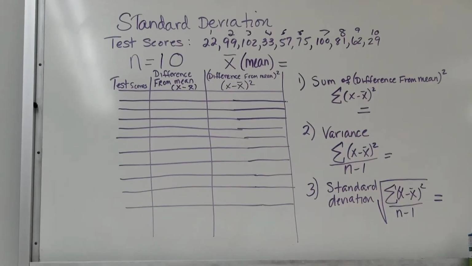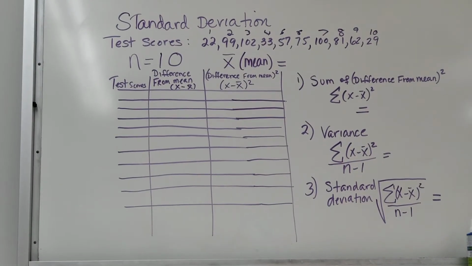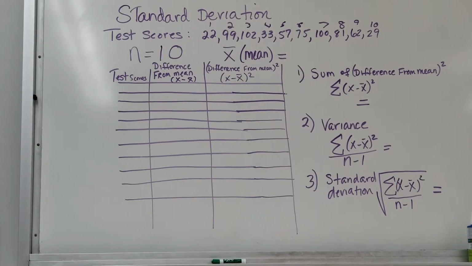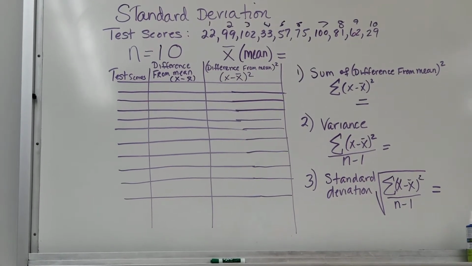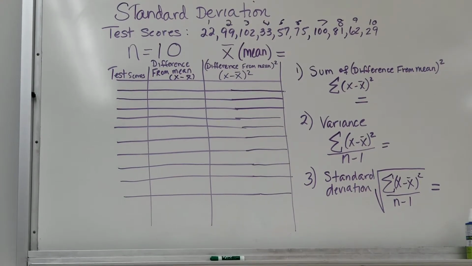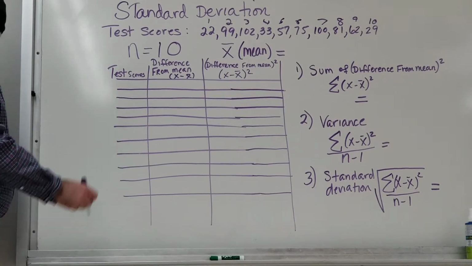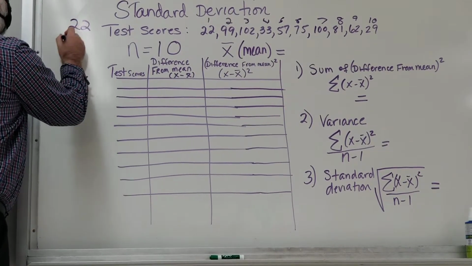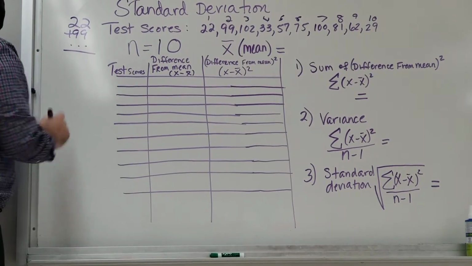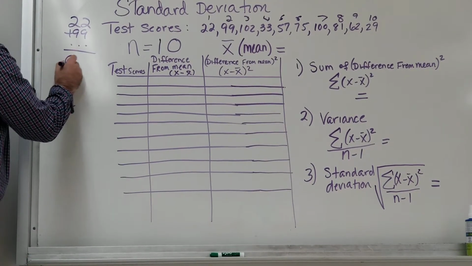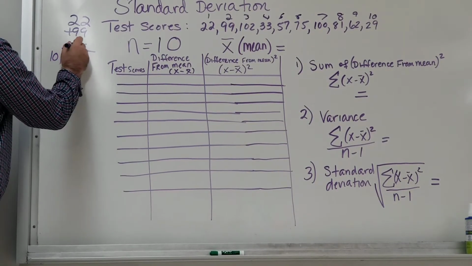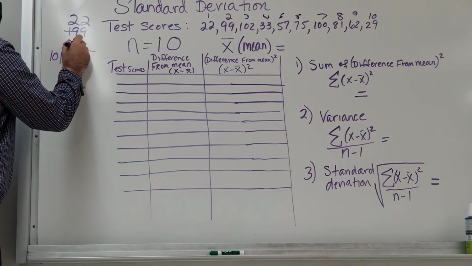The second thing we have to find is the mean. The symbol for the mean is an x with a line over it. To find the mean, add everything up. So you would add your test scores together, and then divide by 10. That should be 660, divided by 10, so your mean is 66.